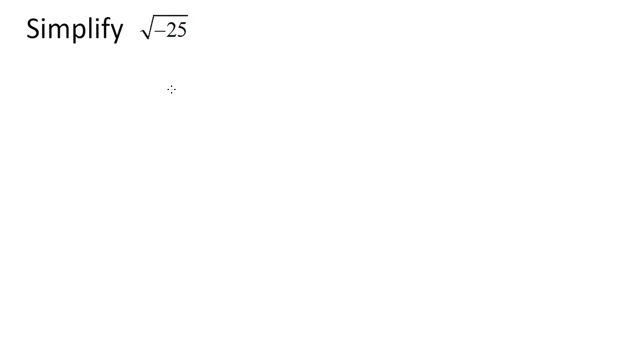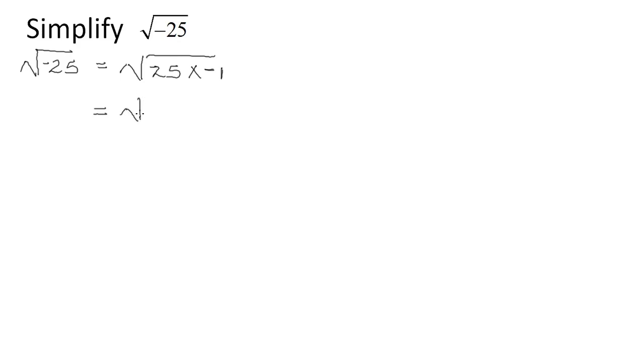Simplify the square root of negative 25. In other words, we need to find the square root of a negative number inside the set. First thing we will do is look at what negative 25 is. Negative 25 is exactly the same as 25 times negative 1, under the square root. In other words, we express negative 25 as a product. And then we apply the third law.